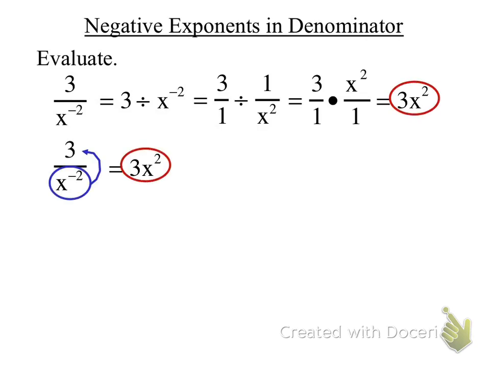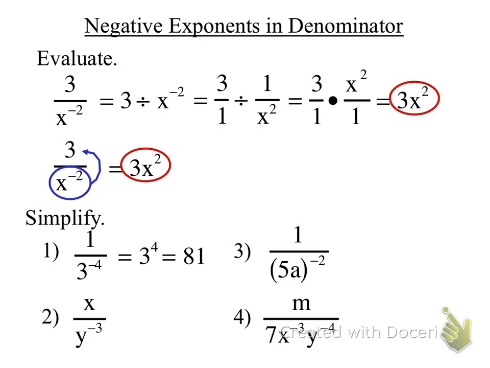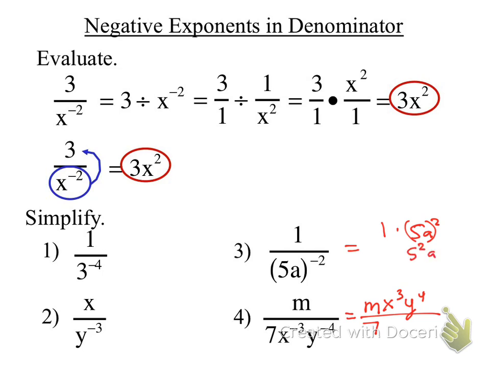So, if it's really big like this, look at number 4, guys. I would rewrite that as m. Where does 7 go? Stay or go? Stay. X to the third, negative 3. Go. Move up, and it becomes positive. Y to the negative 4 goes up. You get the idea? This would become 1 times 5a squared. The whole thing becomes 5a squared, a squared. 25a squared. Not over 1, right? You get the idea?